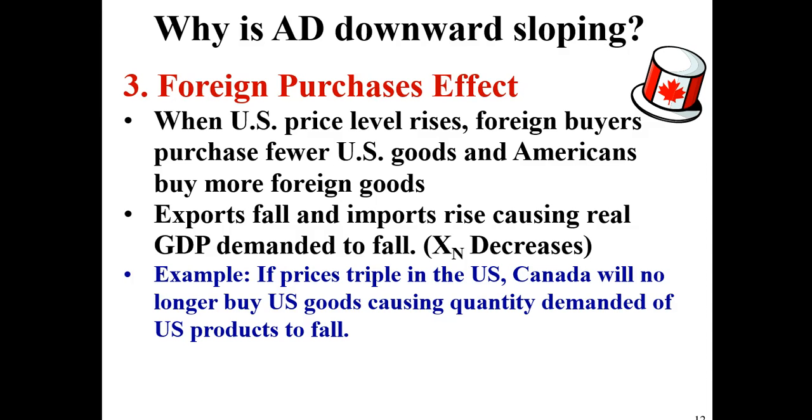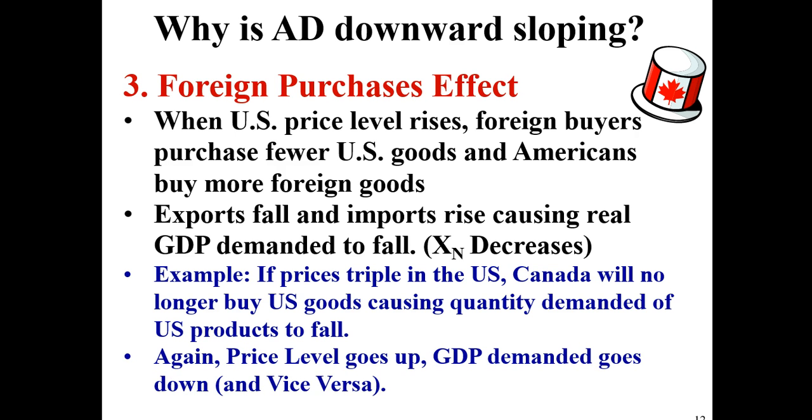So for example, if prices triple in the U.S., so we have increasing price levels, Canada is going to buy much less of U.S. goods, causing the quantity demanded of U.S. products to fall. That would be our exports. And then we are also in turn going to be buying more imported goods because relative to our goods, they're cheaper. And so here you have that relationship. Price level goes up and GDP demanded goes down because that net exports figure is part of GDP.